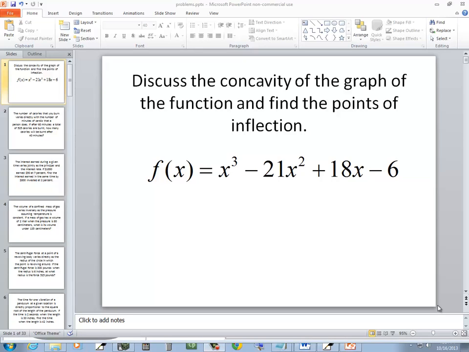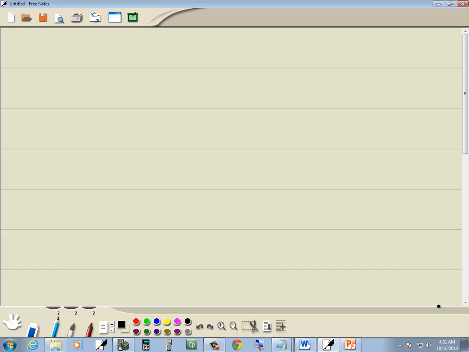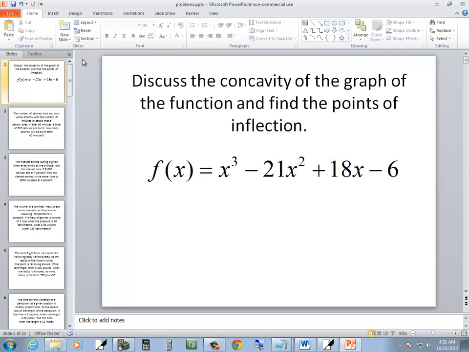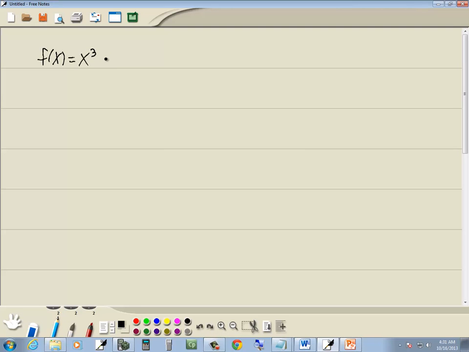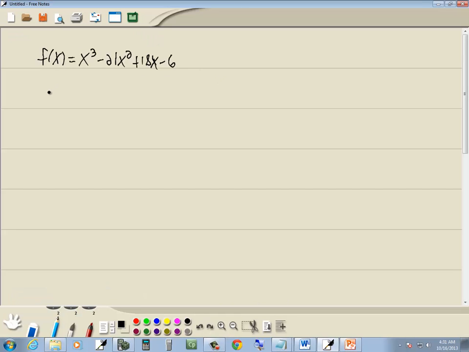In this problem, we want to discuss the concavity and find the points of inflection of this function. So we've got f of x is equal to x to the third minus 21x squared plus 18x minus 6. Basically, we're going to find a point of inflection. By doing that, we have to find the concavity. So they kind of go hand in hand.